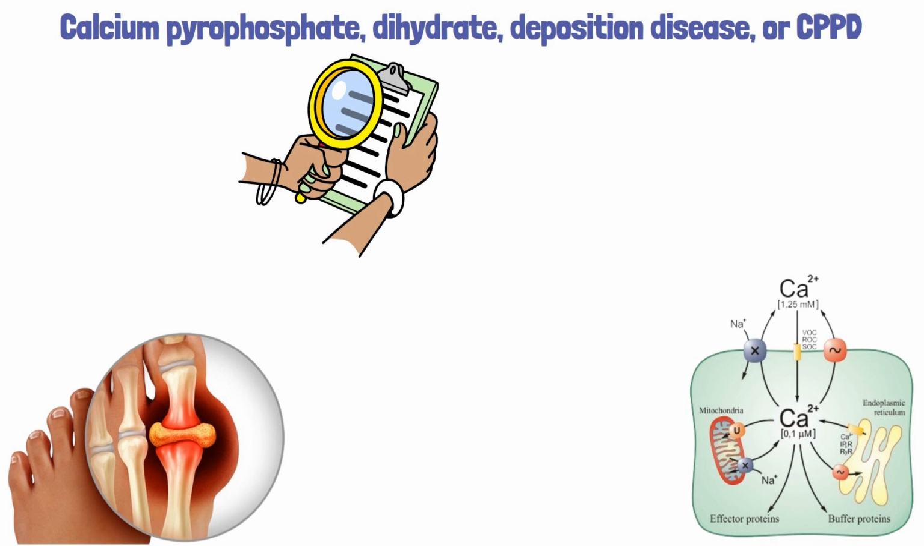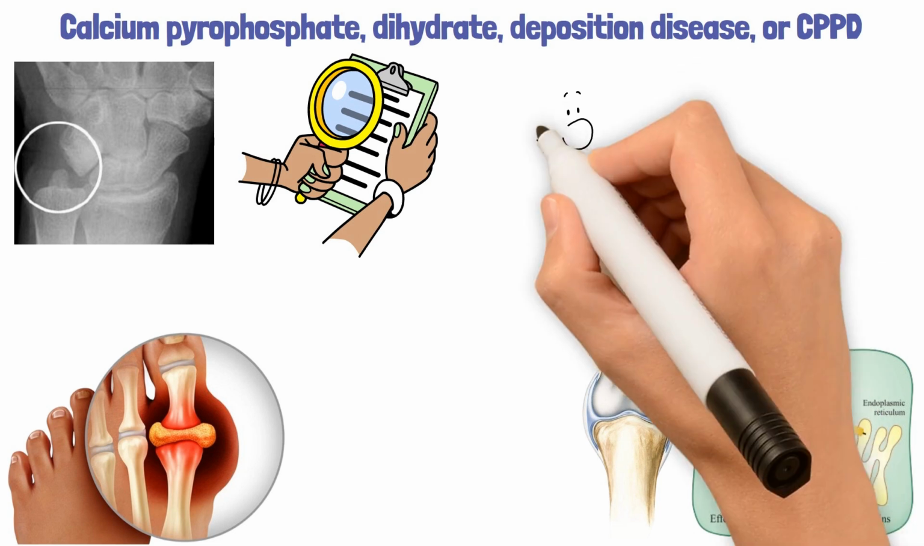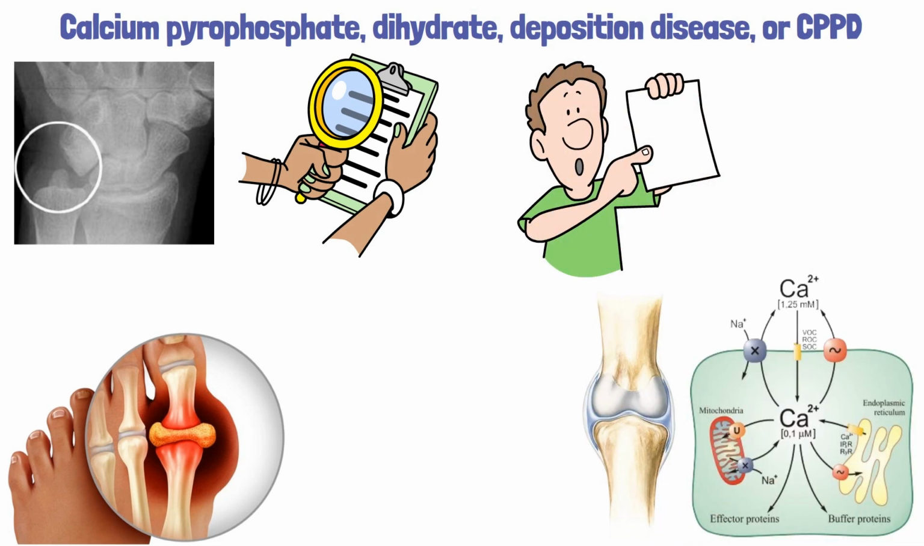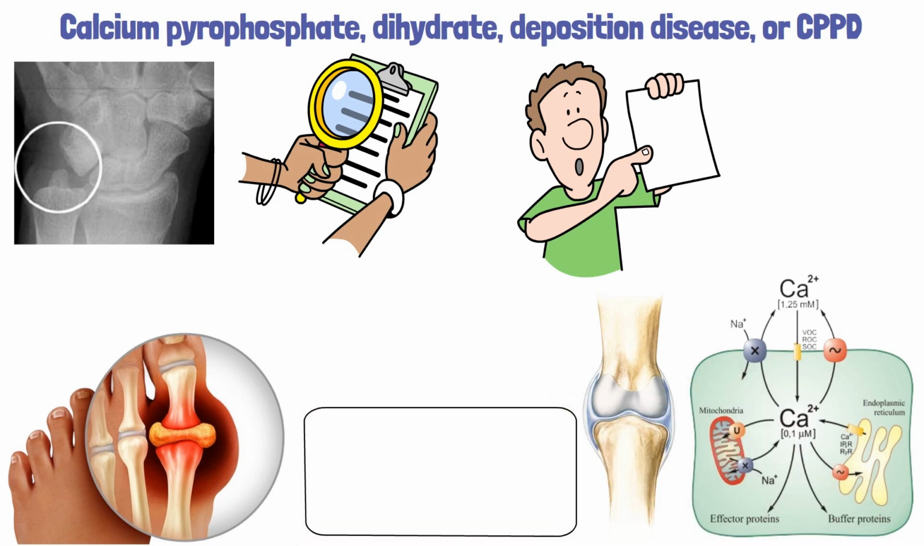CPPD occurs when tissue calcium levels become supersaturated. This leads to the formation of crystals that deposit in various tissues, resulting in a process known as calcification. The joint lining, called the synovium, becomes irritated by these deposits, triggering a local inflammatory response. This typically occurs in joints that are further away from the body, such as the hands and wrists, toes, or larger joints like the knee.